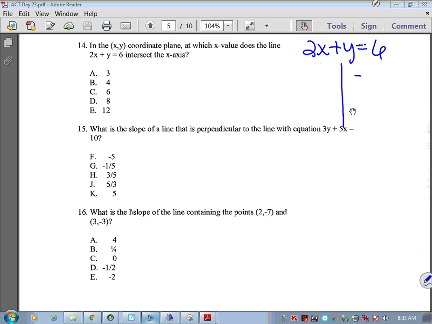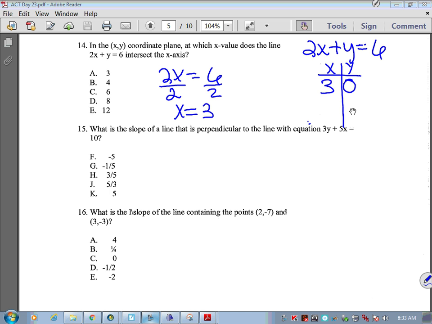So if I want to know where it intersects the x-axis, well, we're going to intersect the x-axis where y equals 0, right? Okay? So if I substitute 0 in for y, what I'm saying is that 2x equals 6 because y is 0. So then I'm solving for x, divide by 2, x equals 3.